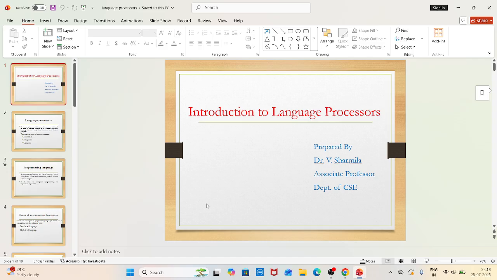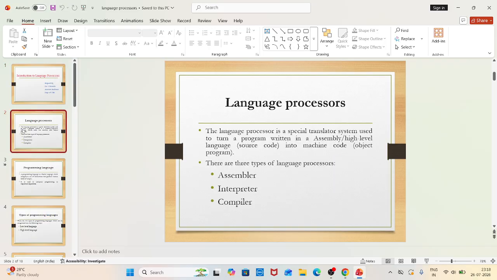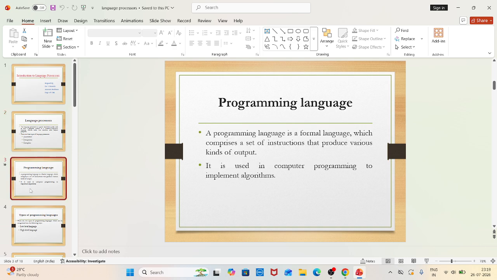About language processor. Language processor is a special translator system used to turn a program written in assembly or high-level language into machine code. There are three types of language processor: assembler, interpreter, compiler.